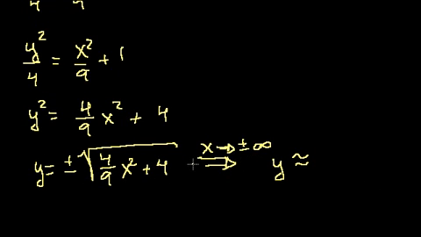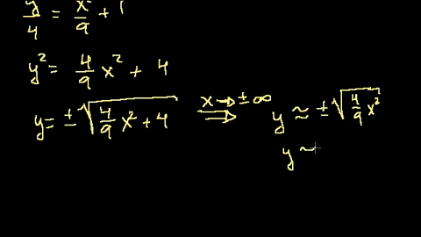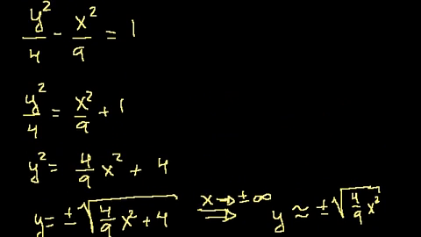So as you approach positive or negative infinity, this equation is approximately equal to plus or minus the square root of 4 over 9 x squared. So y would be approximately equal to plus or minus the square root of 4/9, which is 2 over 3, right? Square root of 4 over square root of 9, times x. So these are the asymptotes. There's two lines here: y is equal to 2/3 x, and y is equal to minus 2/3 x. So let's draw those two lines.